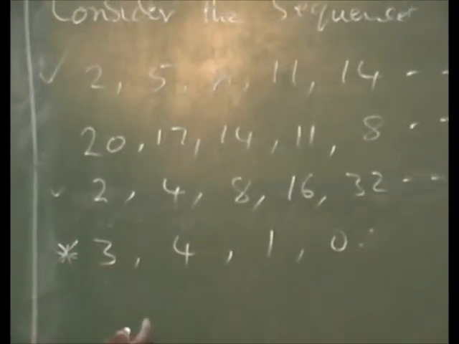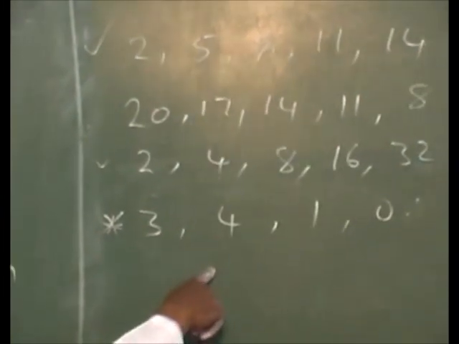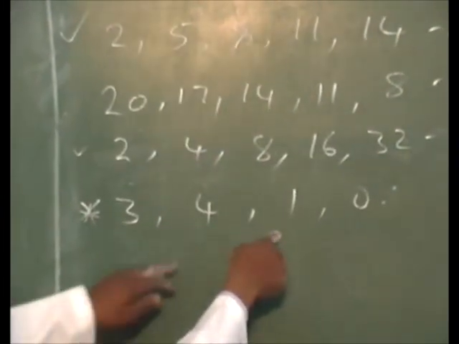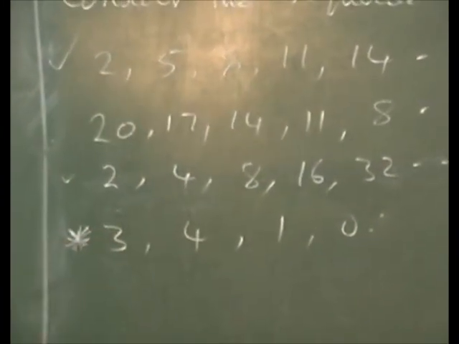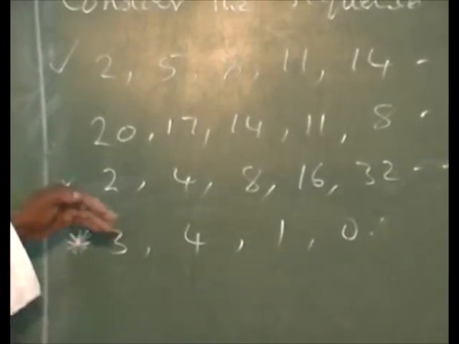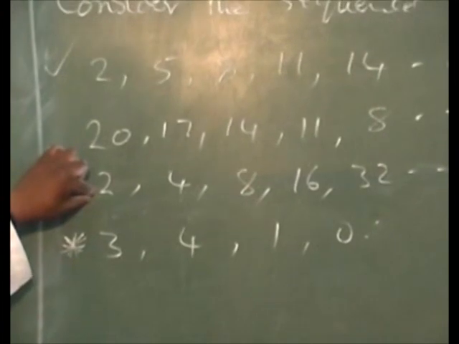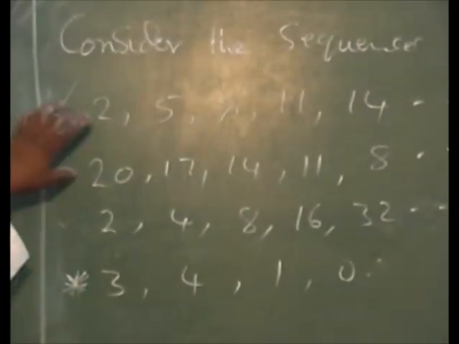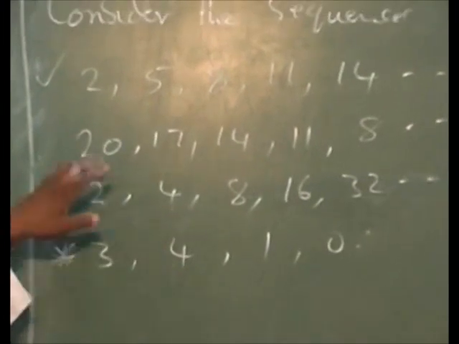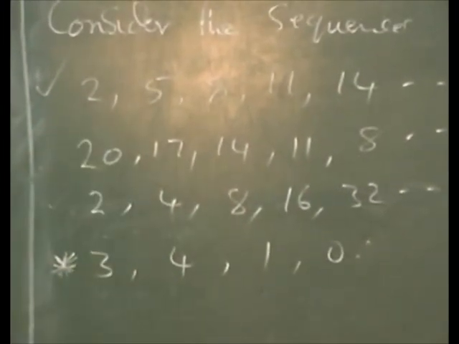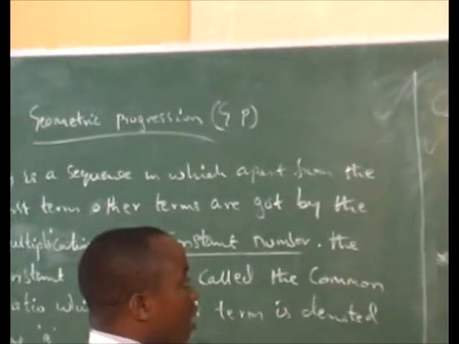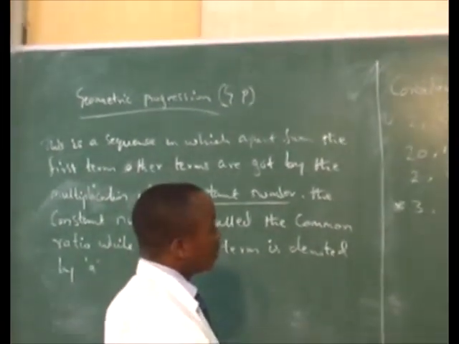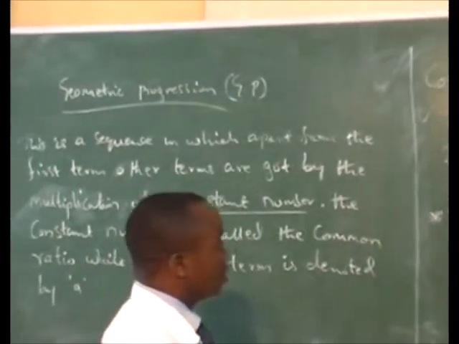Addition doesn't work. Because if I have 3 and have 4 here, then I say, okay, let me add 1 to get 4, then how do I add 1 again to get 1? So it doesn't work. That's why we say this one is not a sequence, because it doesn't follow a rule. Every sequence will follow a rule. The one that follows the rule of multiplication, we call it GP. The one that follows the rule of addition or subtraction, we call it AP. That is just the difference there. So geometric progression is a sequence in which, apart from the first term, other terms are got by multiplication of a constant number called the common ratio.